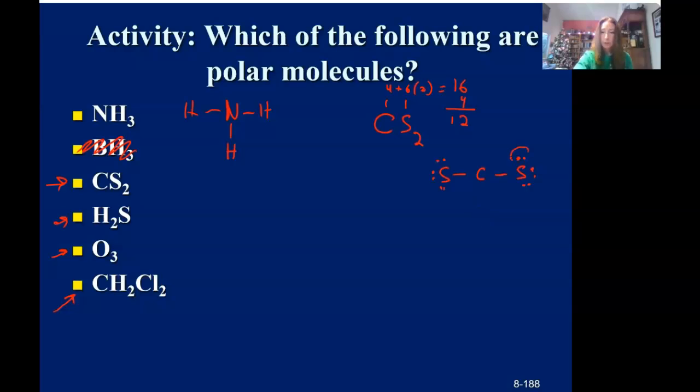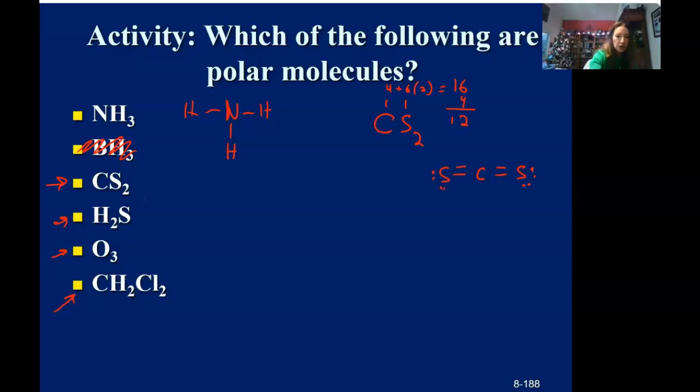So we're gonna make a double bond here. And I'm just gonna do the same one because I really like to make it pretty. Now we have our structure. Okay, so that's our CS2.